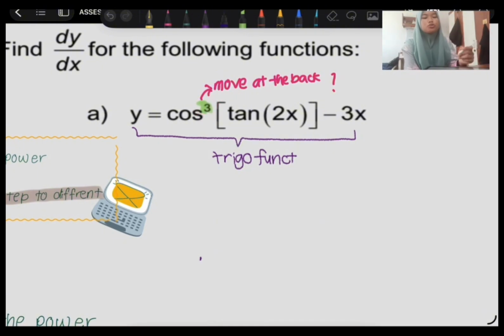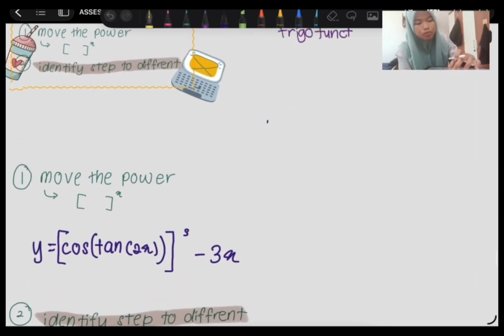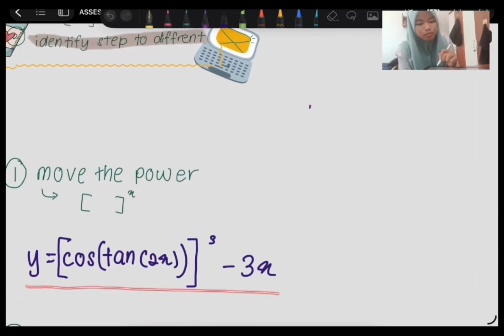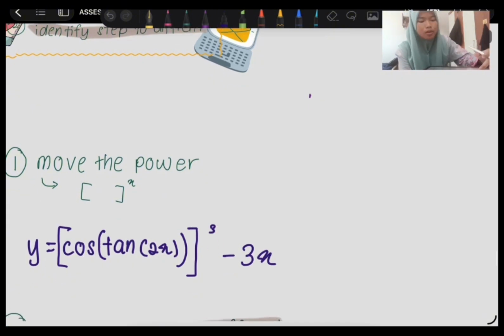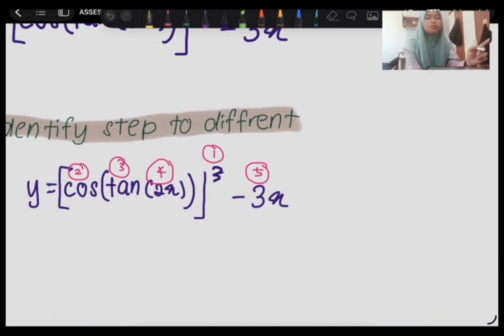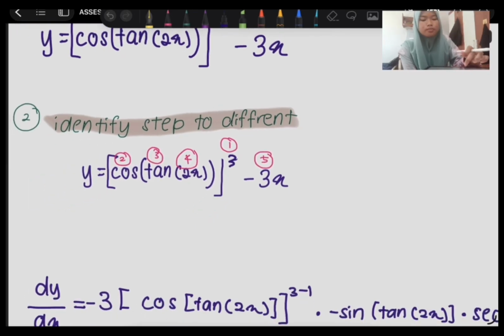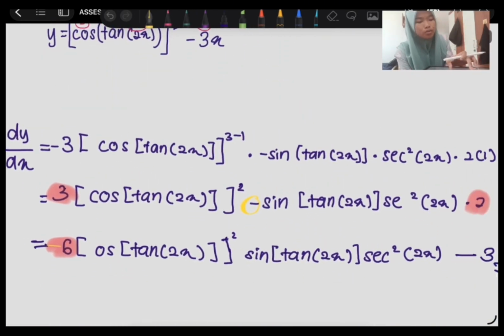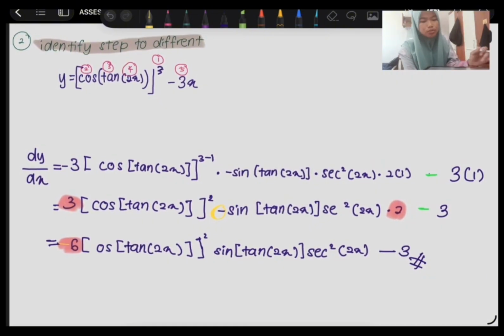So when we have a power, we need to move the power to the back. Okay, so when we move the power to the back, we get it like this: y equals the bracket cos 2x to the power of 3x. Okay, after that, after we move the power, we need to identify which ones we want to differentiate first. So because we have power, we need to differentiate the power first. After that, cos 2x, and finally 3x. So this is what we get after we have done differentiating. Okay, I just explained to you guys the steps.